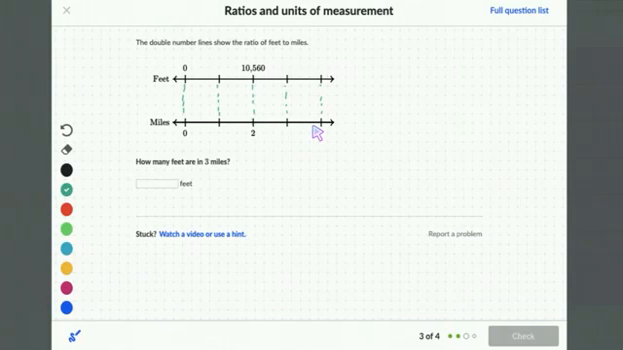This one says the double number lines show the ratio of feet to miles. How many feet are in 3 miles? Go ahead and pause the video and see if you can figure this out. Alright, so we already lined up these double number lines and we saw that 0 feet is equivalent to 0 miles. If I say 0 feet in the US, someone in the UK knows that's the same as 0 miles. Nothing means nothing in every country. Now when I say 10,560 feet in the US, that is just equivalent to 2 miles in the UK. They just use different measurements.